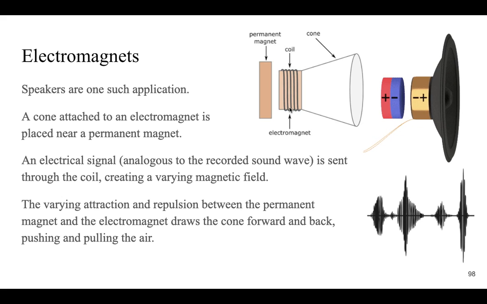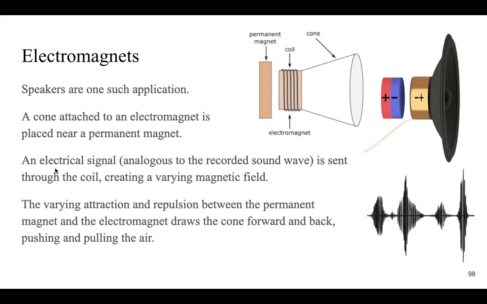Once you have current going through here making a magnetic field, and you've got this iron core in here, which strengthens the magnetic field, you now have a magnetic field that's going to interact with the magnetic field of this one. So the signal you're sending through here is going to be analogous. It's going to be analog to the sound wave that originally made that signal.